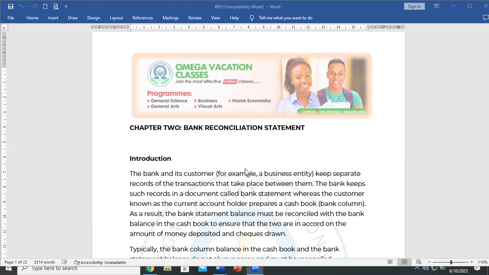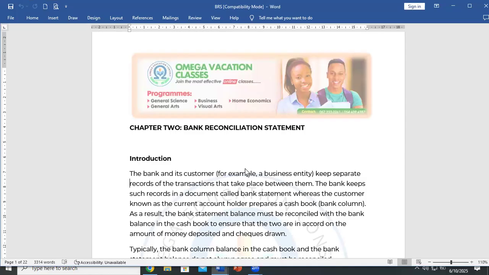So let me read the introduction here. It says the bank and its customers keep separate records of the transactions that take place between them. The bank keeps such records in a document called bank statement, whereas the customer also prepares a cash book.